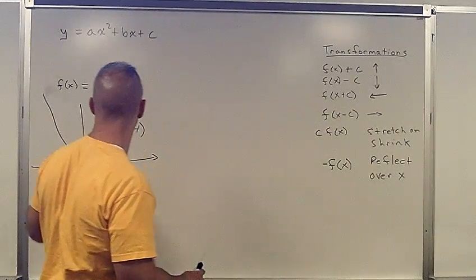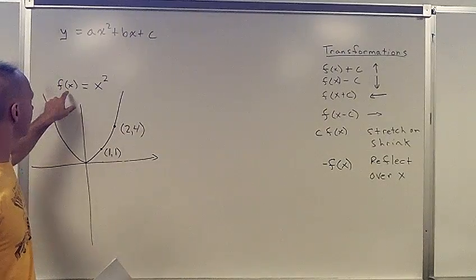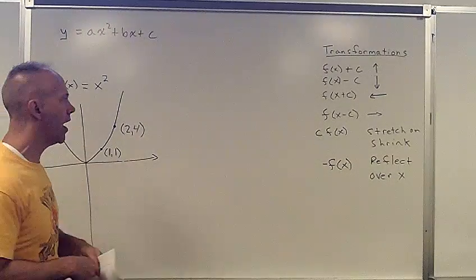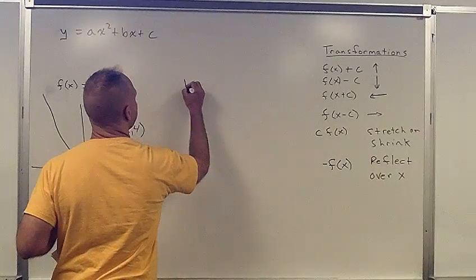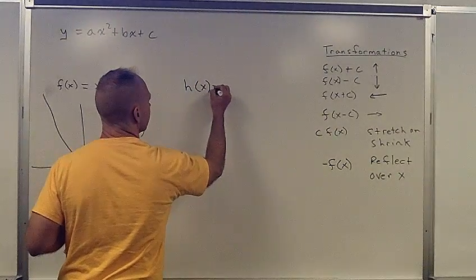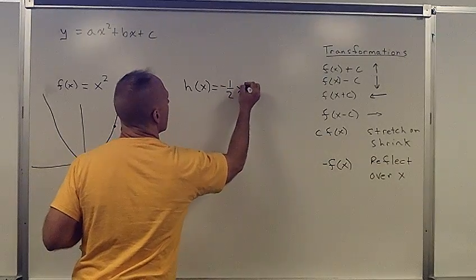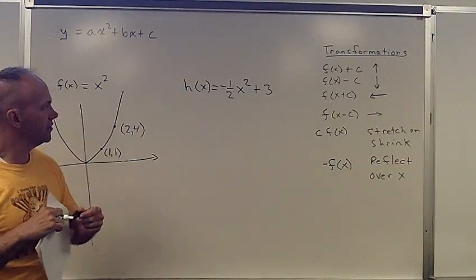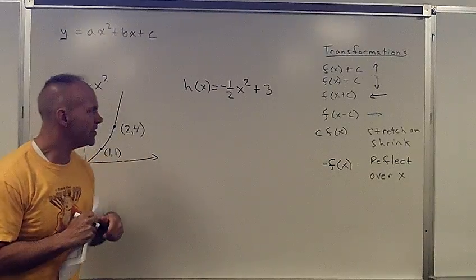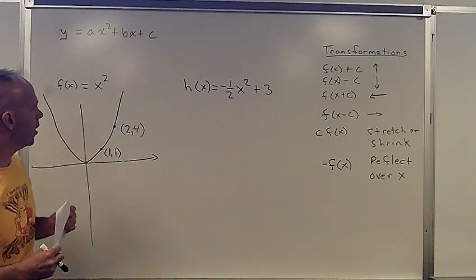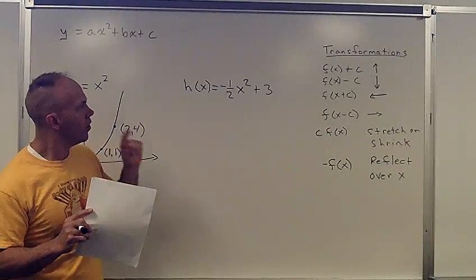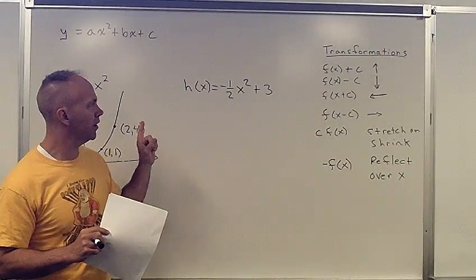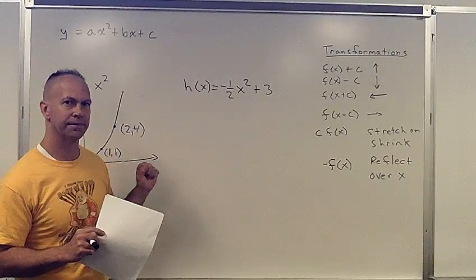All right, so what we're going to use as our basic function now is f of x equals x squared, and here's our graph. So let's look at a function h of x. h of x is negative 1/2 x squared plus 3. This is a transformation of x squared. What I want you to do right now is pause the tape and see if you can identify the transformations.